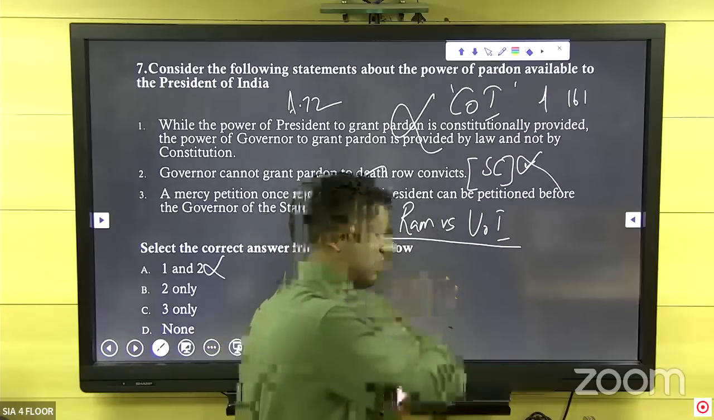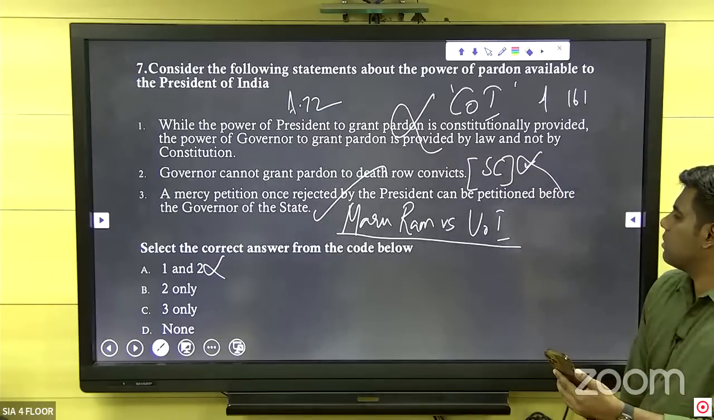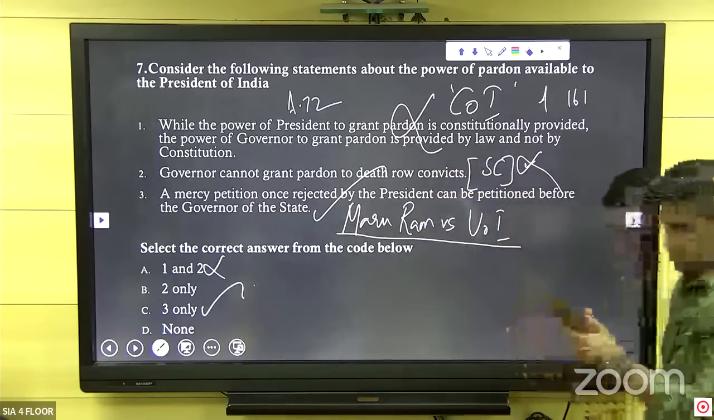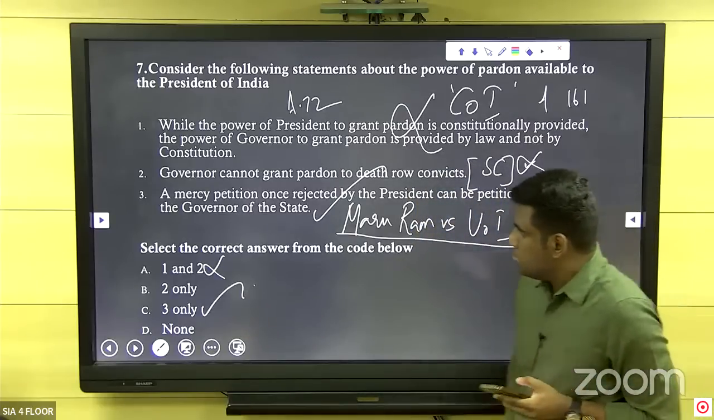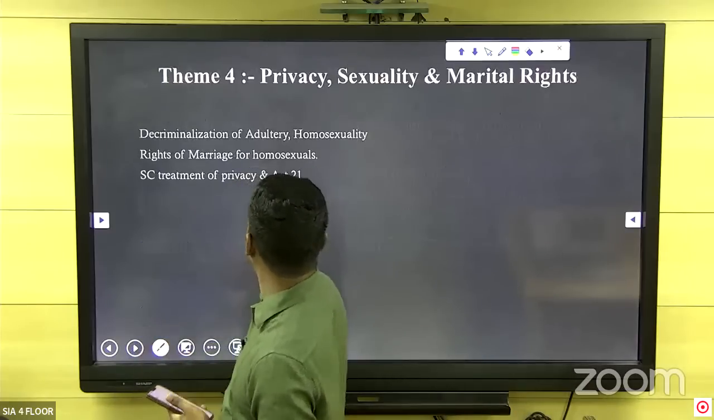So this is an outcome of Maru Ram's case. All right. So the third statement is actually correct. So 3 only is the right answer. So we move on. Next area.